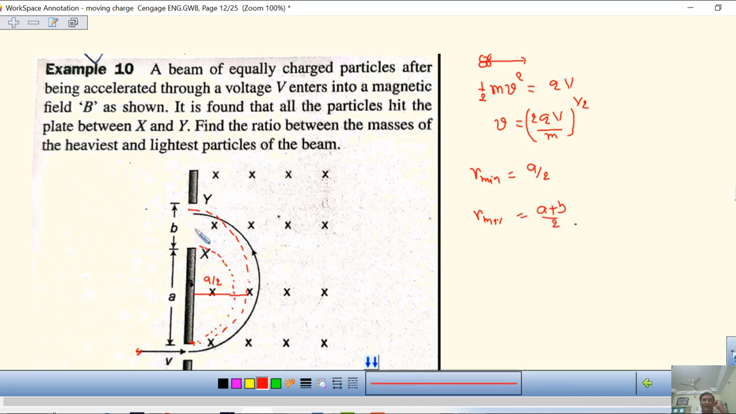Understood? Maximum radius, minimum radius. The formula for the radius is mv upon qB. So this is our radius. So for minimum radius, velocity will be minimum.